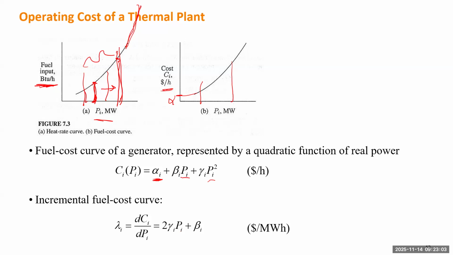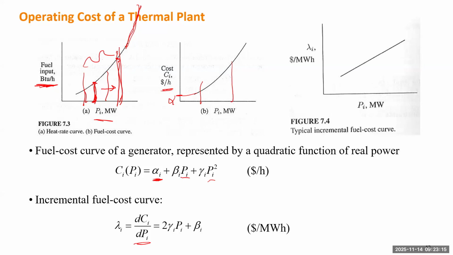Next, we can calculate the derivative of this cost function with respect to the power output, which will be a linear function. So it will be this straight line. x is still the output of the power plant. The y is actually lambda. Lambda, the physical meaning is the same as the Lagrange multiplier.